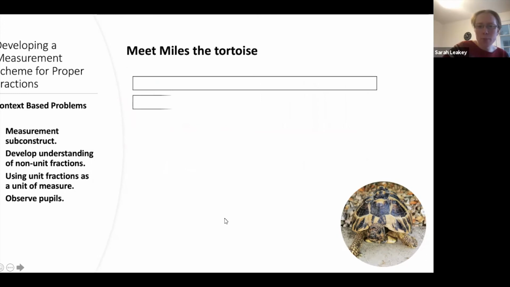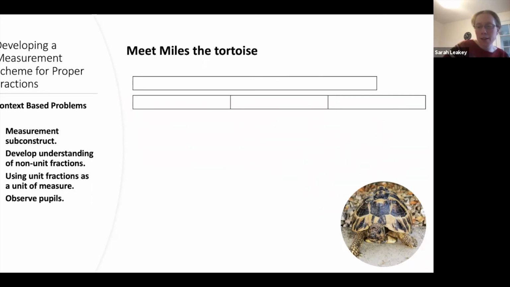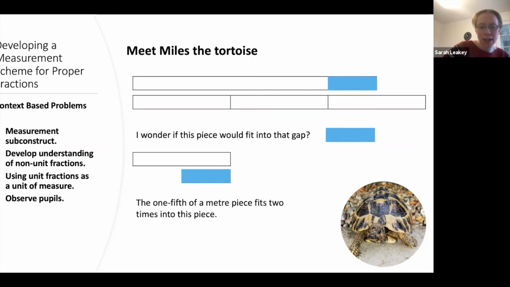So again, allow pupils to experiment with this, compare it to their 1 metre length. They'll come up with things like it doesn't fit an exact number of times into 1 metre, it fits 2.5 times into 1 metre. Then they might start to make connections such as, I wonder if this piece would fit into that gap. So these are the same pieces, they're available. They've used them before in the previous problem about unit fractions. And then they start to make connections with this idea, oh, I wonder how many times that will fit into this piece I've got, and see that the 1/5 of a metre piece fits 2 times into this piece.